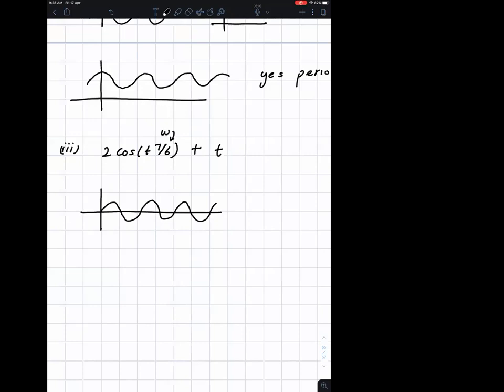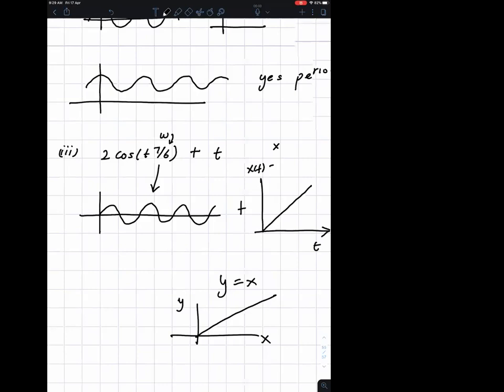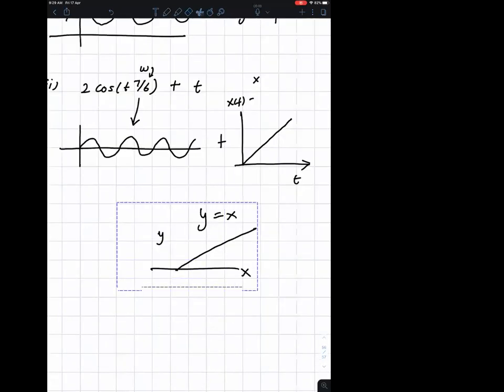Okay, this is the original signal, right? This is this part here. Now you're adding what? What is t? t is a ramp signal. It's just like having x(t), let's say, for example, x(t) equals t. This is the t axis, and it's just going to be a ramp, just like y equals x, you remember? Something like this. So we get a ramp signal.